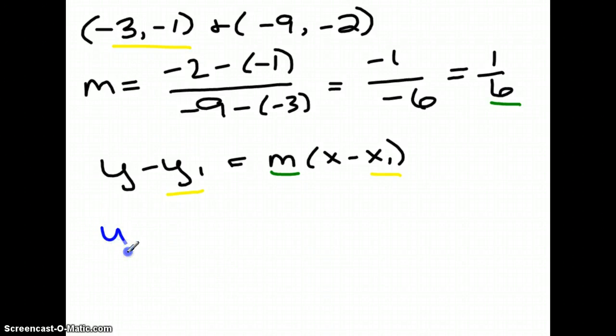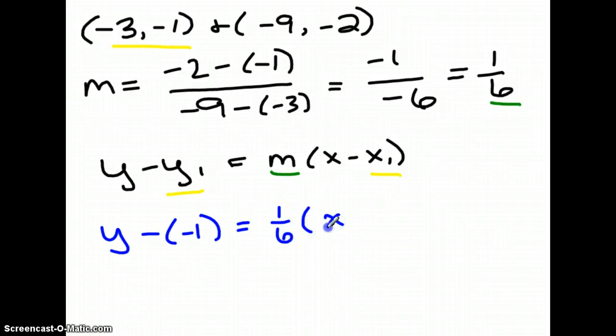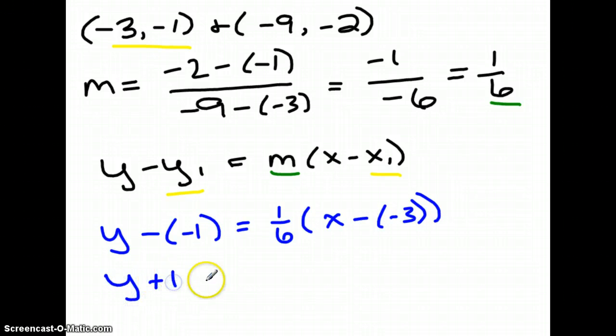So in my equation I have y minus y1, which is negative 1, equals m, 1/6, times x minus x1, which is negative 3. I'm going to go ahead and take care of these double negatives first so they don't mess me up later. So I've got y plus 1 equals 1/6 times x plus 3.